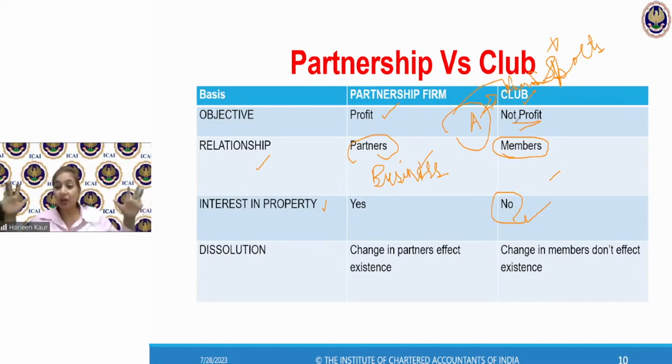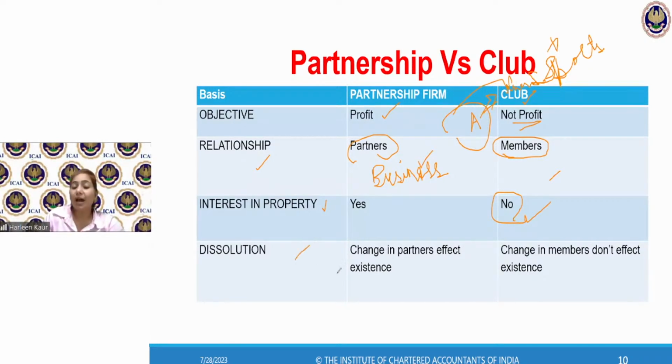Suppose there is a club where there are a lot of sports activities, a gym, sports, swimming also. But the club is not doing well. People are not coming. It's not earning profits. So will you as a member be affected? No, ma'am, we will not be affected because we are not there for earning profits. We are not the business partners. We're just working as members over there.